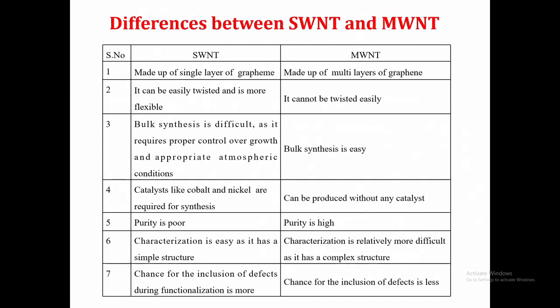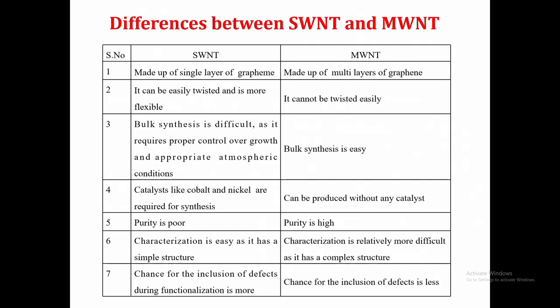Differences between single-walled and multi-walled carbon nanotubes. Single-walled carbon nanotubes are made up of a single layer of graphene. They can be easily twisted and are more flexible. Bulk synthesis is difficult as it requires properly controlled growth and appropriate atmospheric conditions, and catalysts like cobalt and nickel are required for synthesis. The purity is poor, and the characterization is easy as it has a simple structure. The chance for the inclusion of defects during functionalization is more.